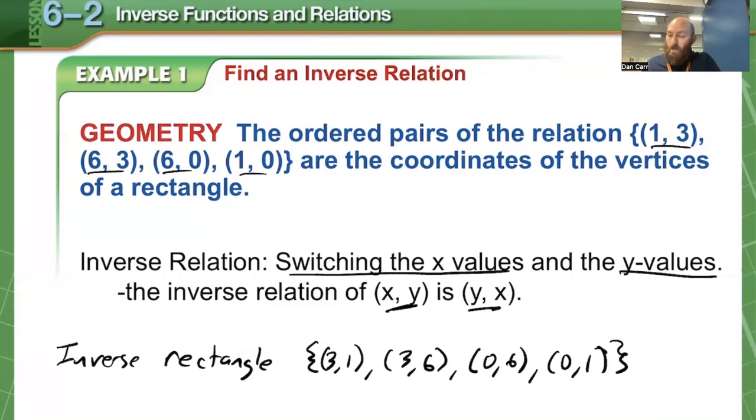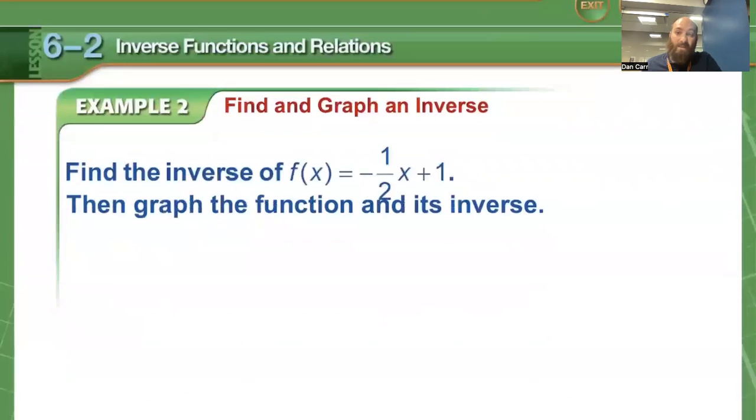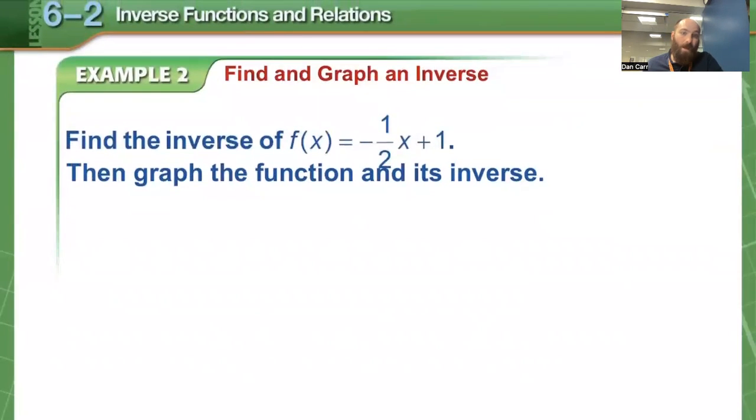That's it. Now, when we talk about an inverse, find the inverse of f(x) equals negative 1/2 x plus 1. I'm still going to use the idea of switching x and y. Just like we did on the previous problem, we just switched the x and y values.